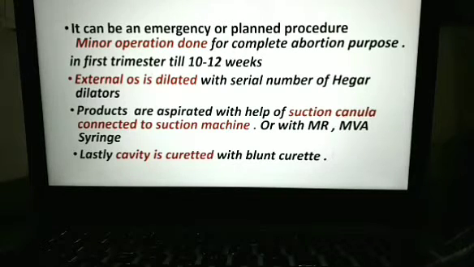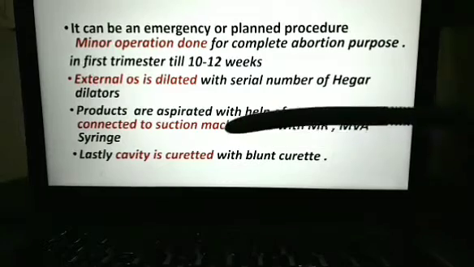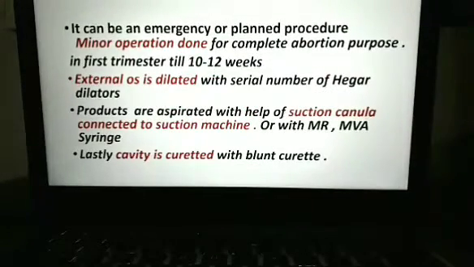In these cases, the os is dilated to permit the instrument inside. The os is dilated with the dilators. So these are the dilators which are used for the dilation purpose.